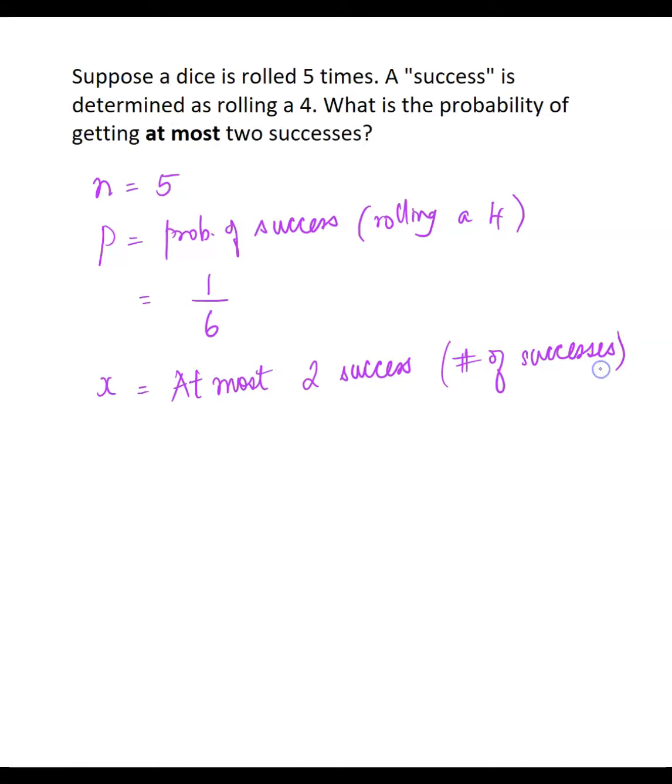So usually we're given a fixed number, 2 successes. But here they say at most. So at most 2 successes, this language means less than or equal to 2. You can go up to 2. That means there are more than 1 X value. So then your X values are that there are 0 successes, right? That's possible, meaning you didn't roll a 4 at all in those 5 times. So 0, 1 success, 2 successes. So you have 3 options here.